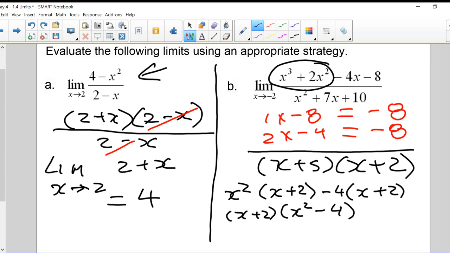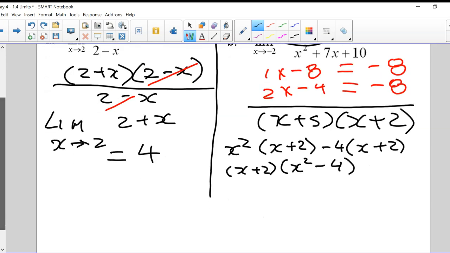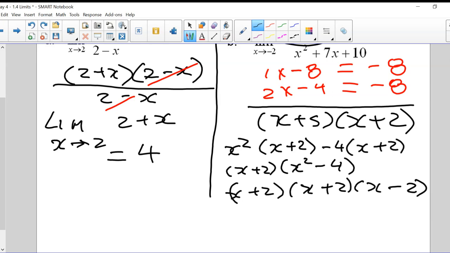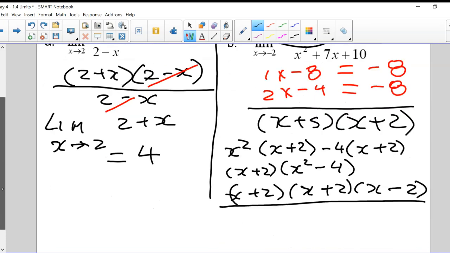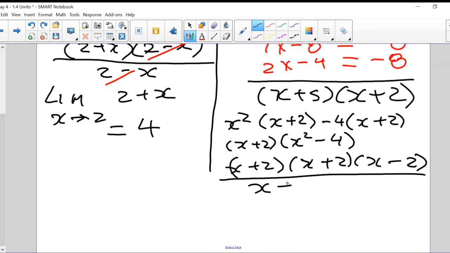Okay. And that can be further factored into x plus 2, x plus 2, and x minus 2. Okay. Have I lost anybody? Is everybody still with me? And all of this, remember, was over the x plus 2. Was it x plus 2? X plus 5, x plus 2, sorry. X plus 5, x plus 2. That was always the case.